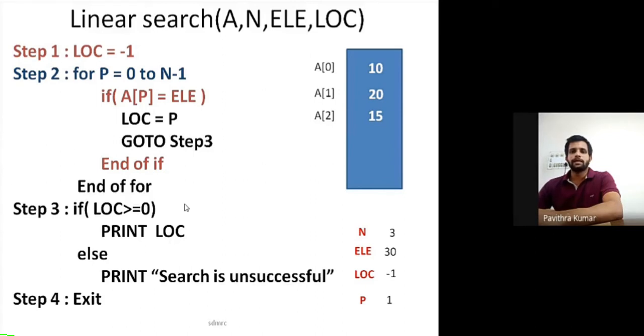1 is also valid as far as p is concerned. It can go up to n-1. It can go up to 2. Now comparison. If a of p is equal to element, the searching element is 30. It is compared with a of 1, a of p, a of 1. 30 is compared with 20. Once again, that is false. End of if.